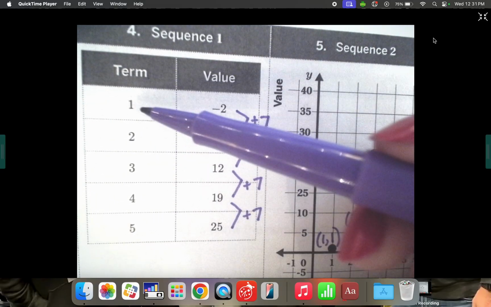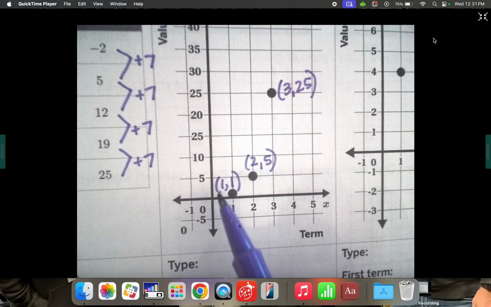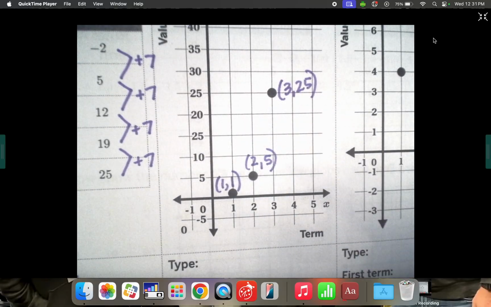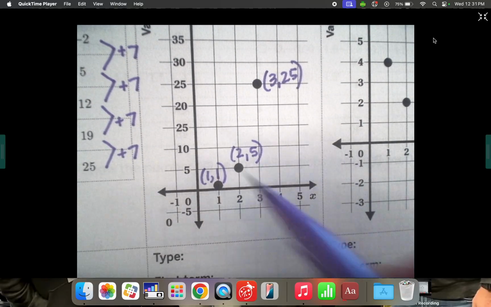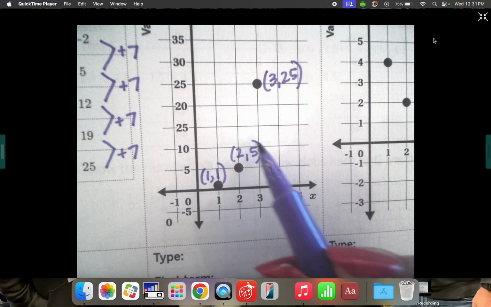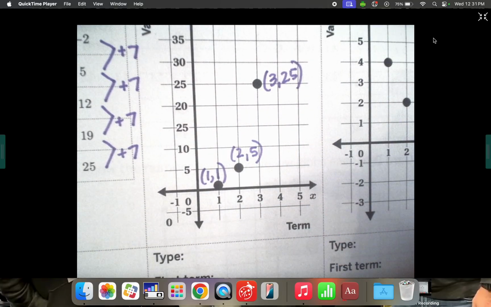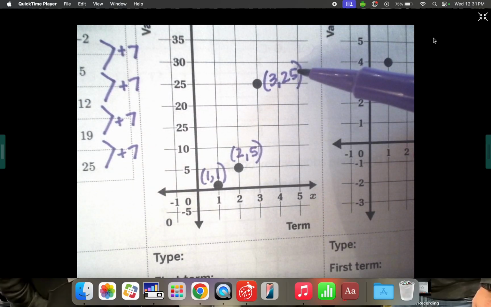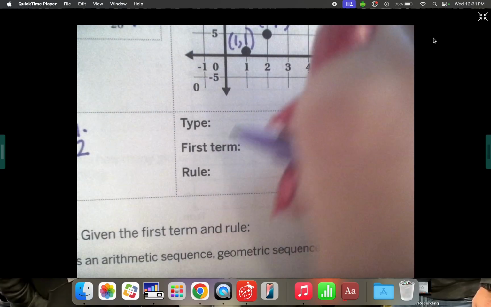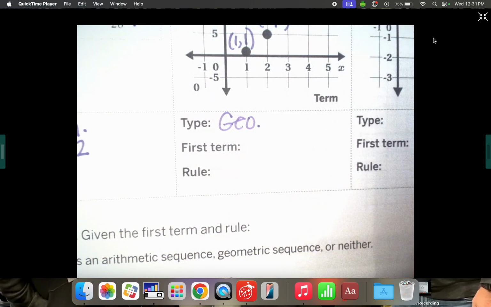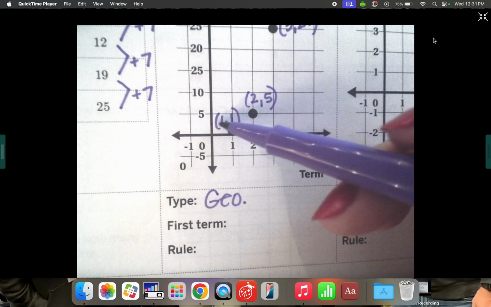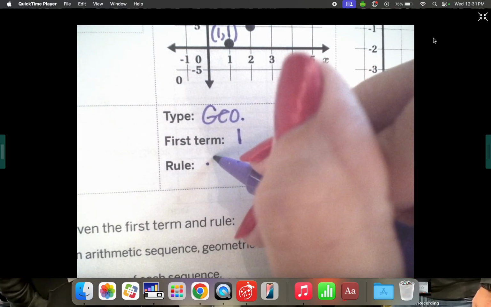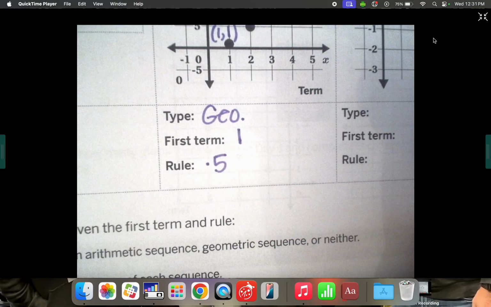Okay, now that you have the ordered pairs written, you can pretend it's written in a table just like this. The first term, the second term, the third term. The first term is 1, the second term is 5, the third term is 25. So what's the pattern to get from 1 to 5 to 25? So that makes it a lot easier to see that all we're doing is multiplying by 5. So the type is definitely geometric because we're multiplying. The first term is 1, and the rule is multiply by 5 to the previous term.